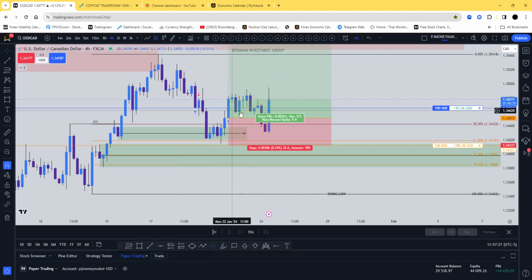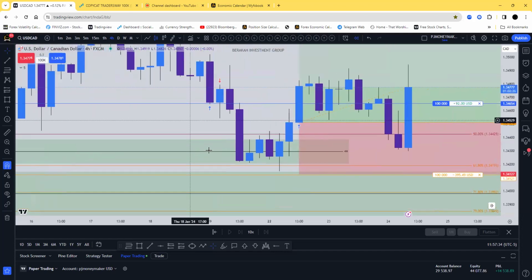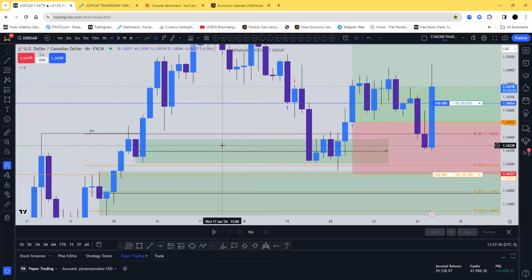Right here, why do I get into this trade? Well, I can tell you. The first thing we talk about is what? Order block, right here. That order block has a gap. Yes, look at this. Beautiful gap. You see? Beautiful gap.